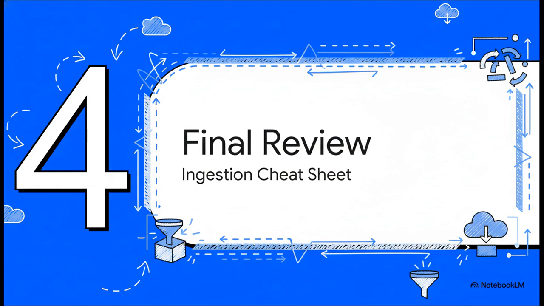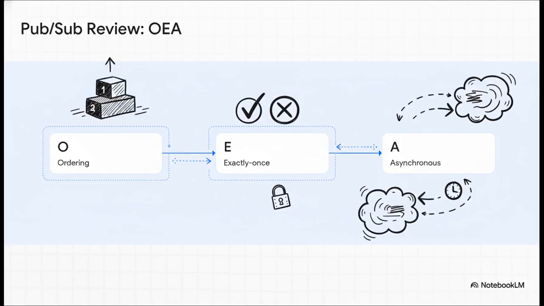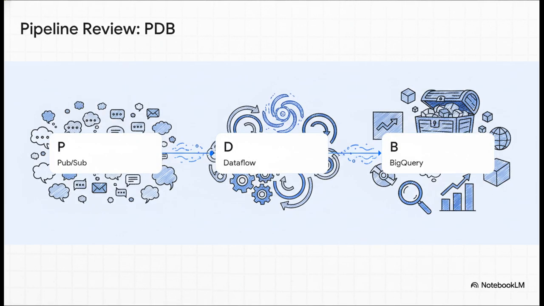Let's do a super quick, rapid-fire final review to lock all of this in. This is your ingestion cheat sheet. For batch, what was it? GDT, Great Data Transfer? That's GCS to BigQuery for your files, database exports for your operational data, and the transfer service for those huge moves from other clouds. For the key features of streaming with PubSub, you've got OEA. That's ordering for sequence, exactly once for no duplicates, and asynchronous for that crucial decoupling. And the most important one, the ultimate real-time pipeline, PDB: PubSub to ingest, Dataflow to process, and BigQuery to store and analyze. You got this.